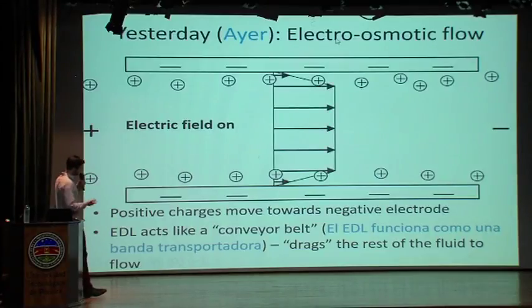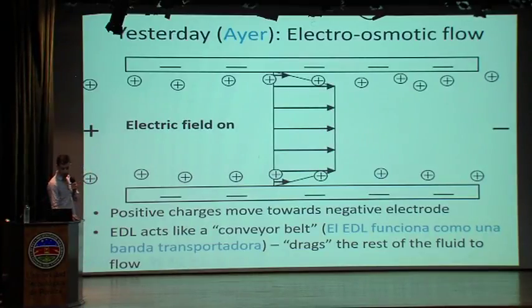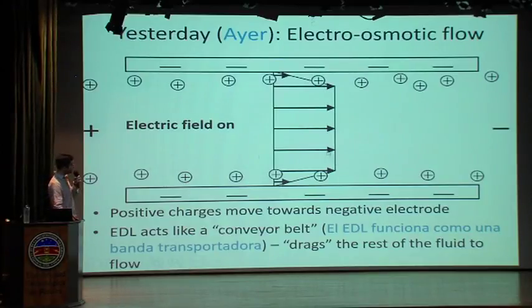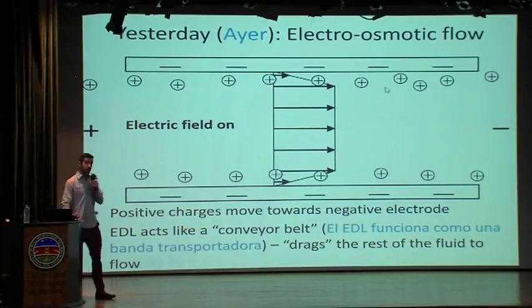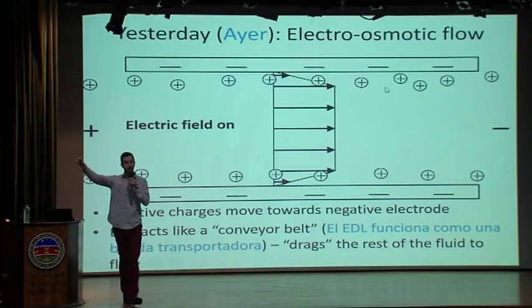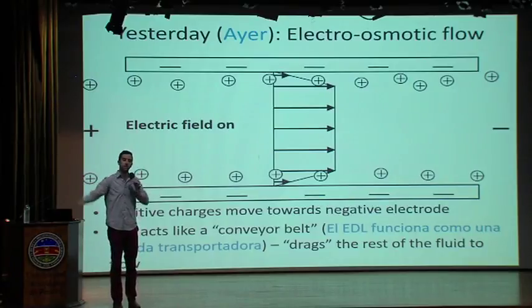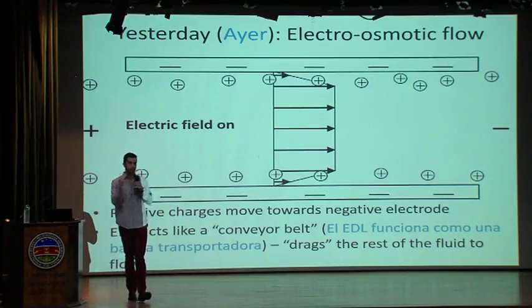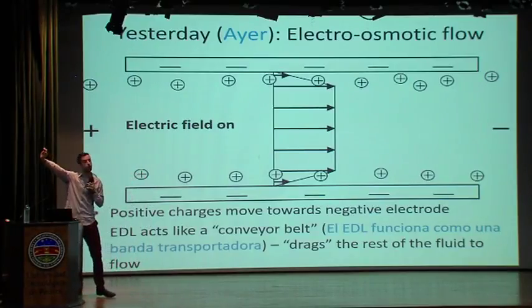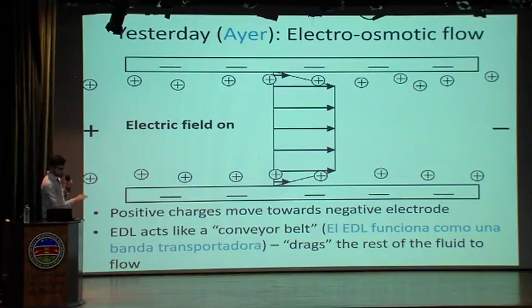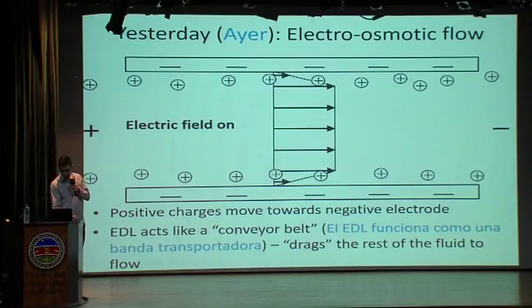So essentially, if you were to plot the velocity of the fluid versus position, you would see something like this. And remember that this layer of ions is extremely thin. If this channel were magnified to the size of this room, then that layer of charges would be about the thickness of the paint on the walls. So macroscopically, it looks very much like the flow is uniform.